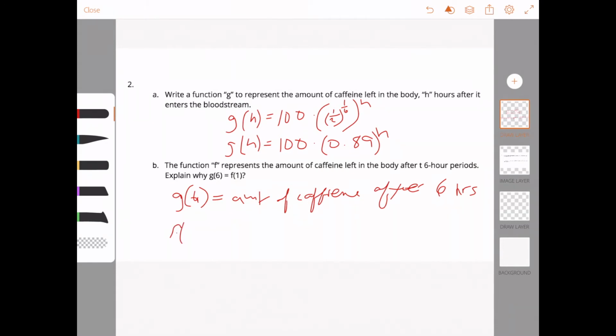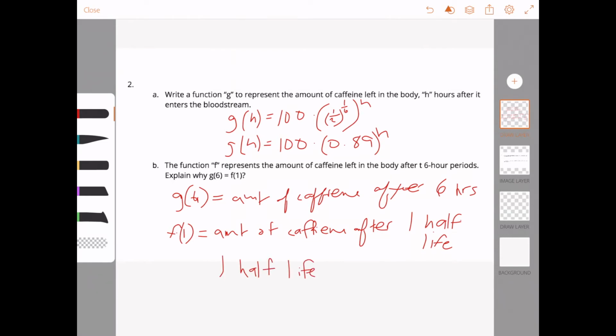And we know that f of 1 is the amount of caffeine that is left after 1 half-life. And that was the original equation we were working with. So we know that 1 half-life equals 6 hours. So I think we have fairly deduced that g of 6 is equal to f of 1.